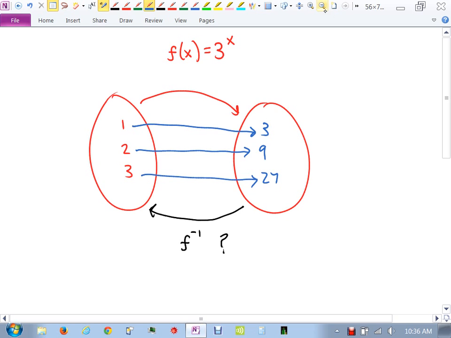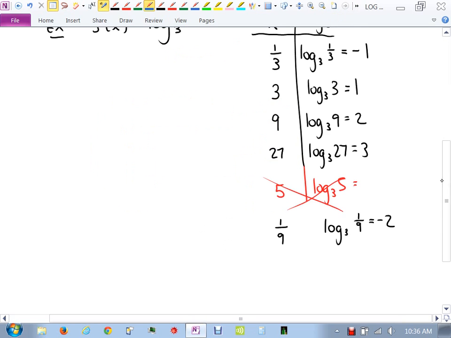But if you look at what we just did, our function takes 3 where? To 1, 9 to 2, and 27 to 3. So log base 3 is the inverse function of 3 to the x. So what do you think the inverse of 4 to the x would be? Log base 4. And so for every exponential function, whatever base it is, that corresponding log function is its inverse.